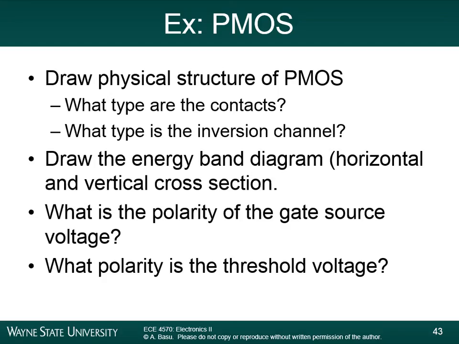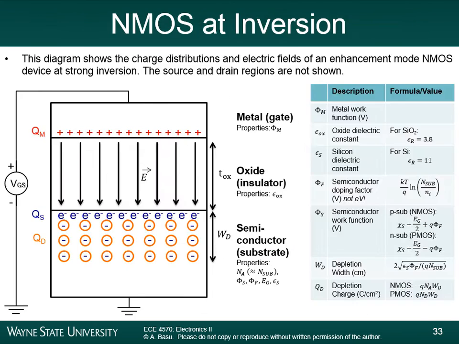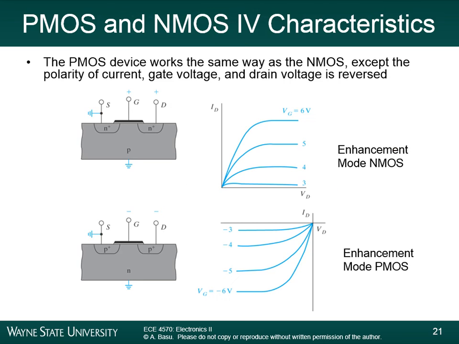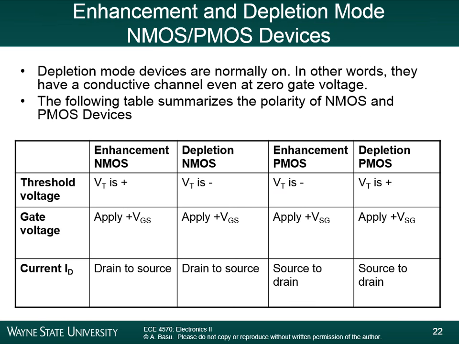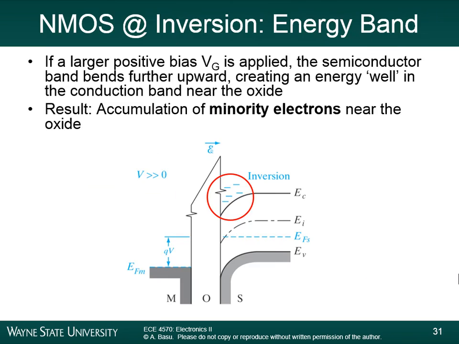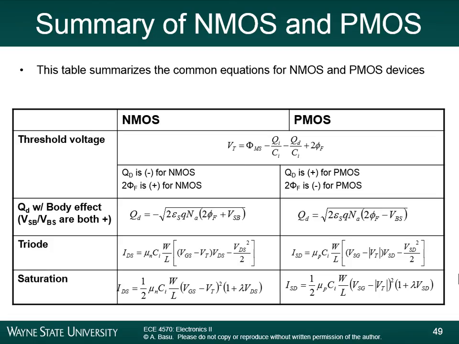The threshold voltage is negative for an enhancement mode PMOS device. We can refer you back to this slide here. So for an enhancement mode PMOS device, the threshold voltage is negative. And when you're doing calculations with NMOS versus PMOS devices, you can refer to this last slide here. This sort of summarizes how the calculations are different for an NMOS versus a PMOS device.